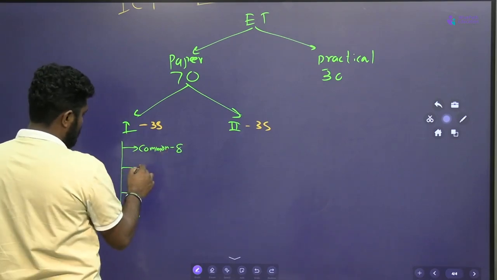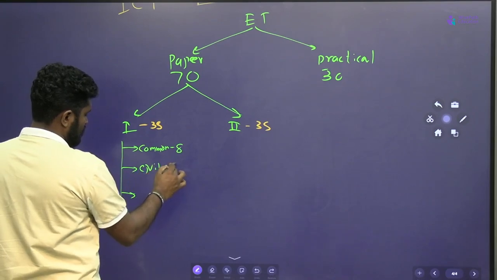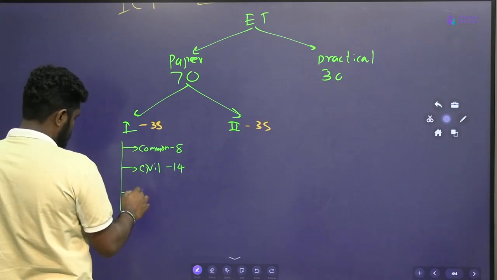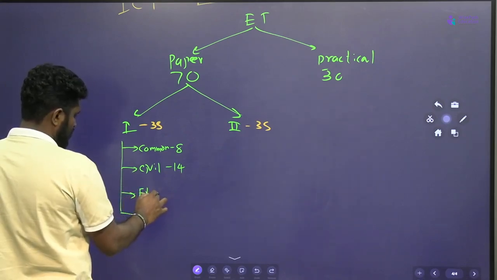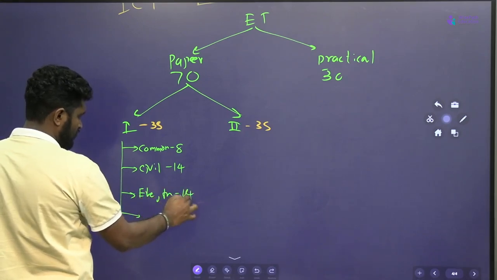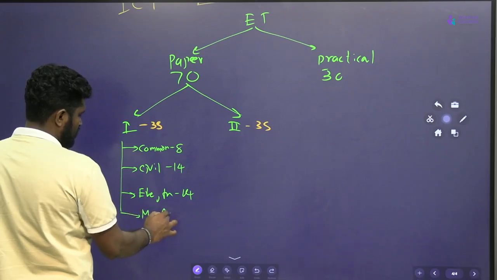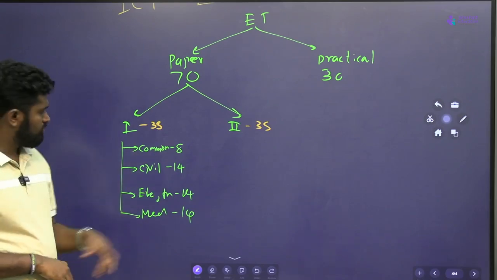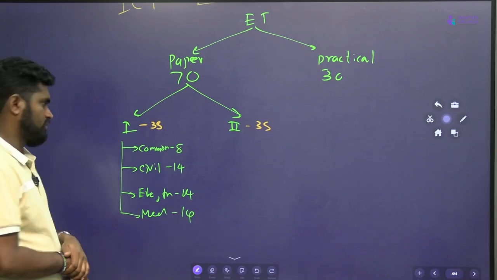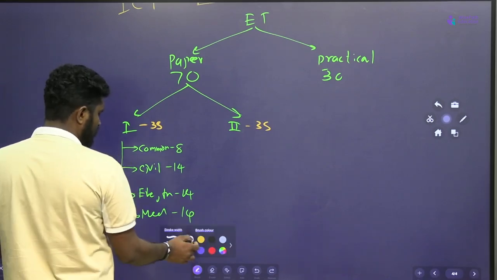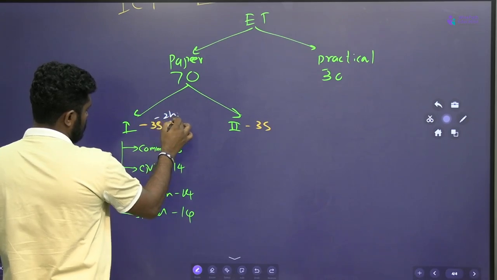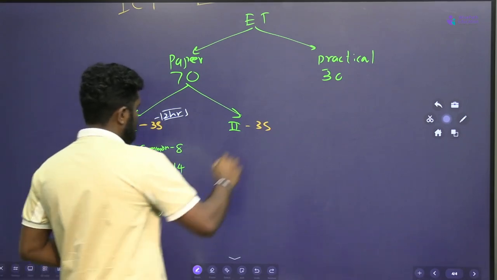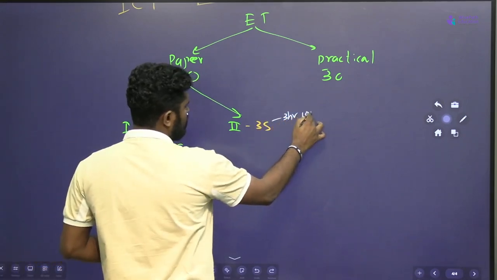And after that there are civil questions. There are 14 civil questions. After that electrical and electronic, there are 14 questions. Then mechanical, they are asking 14 questions. What's the total count? 14 into 3, 42 plus 8, 50, no? Yes, that's the total count. Then they are giving a 2-hour time period. For the second paper, they are giving 3 hours and 10 minutes.